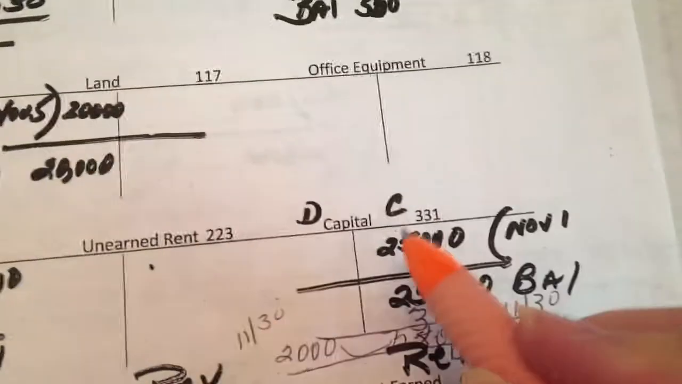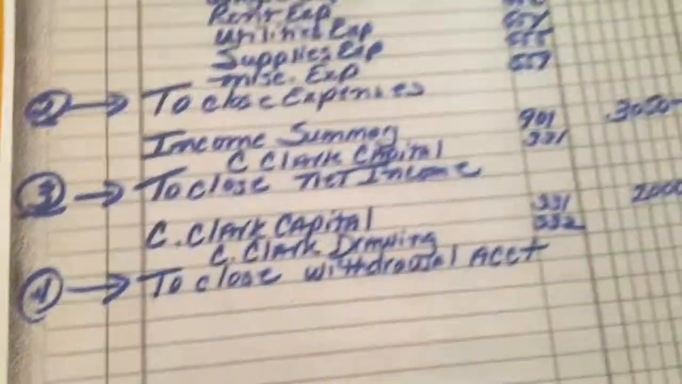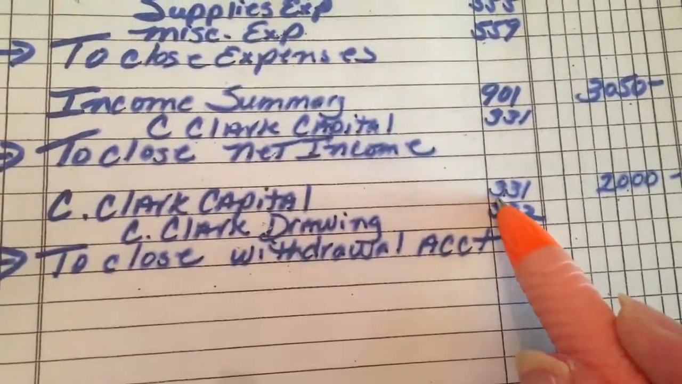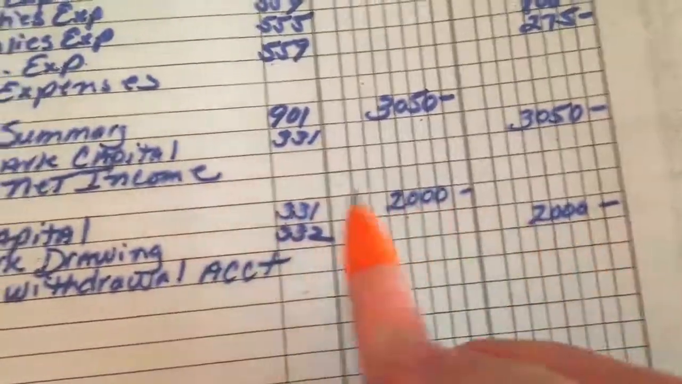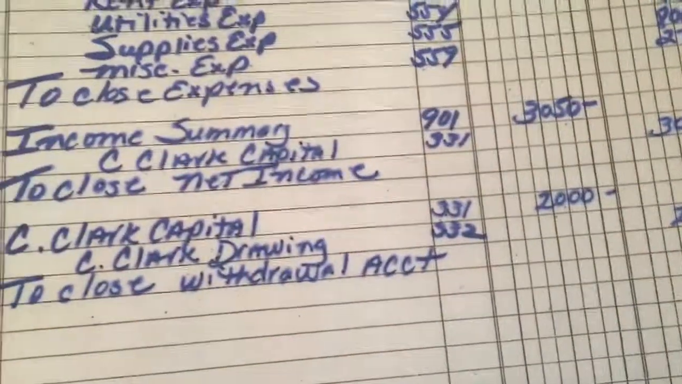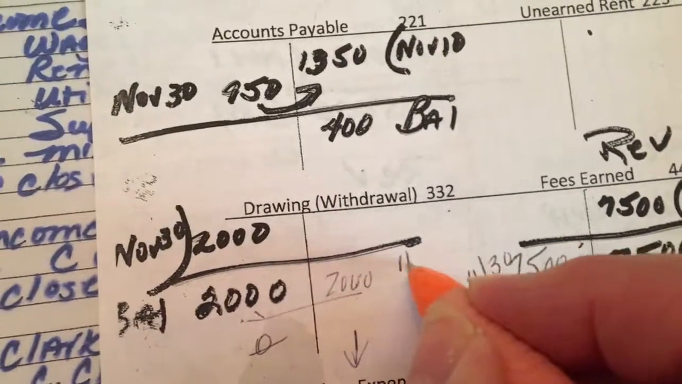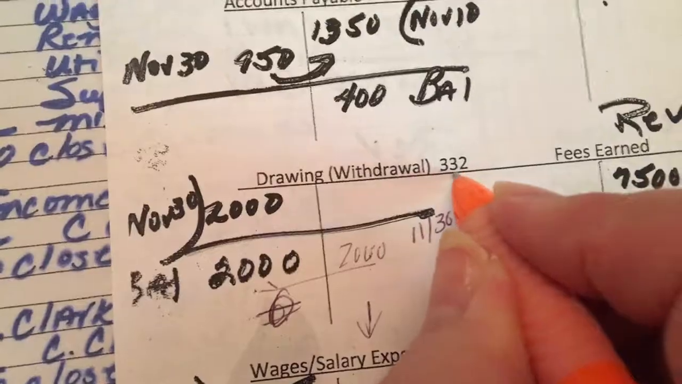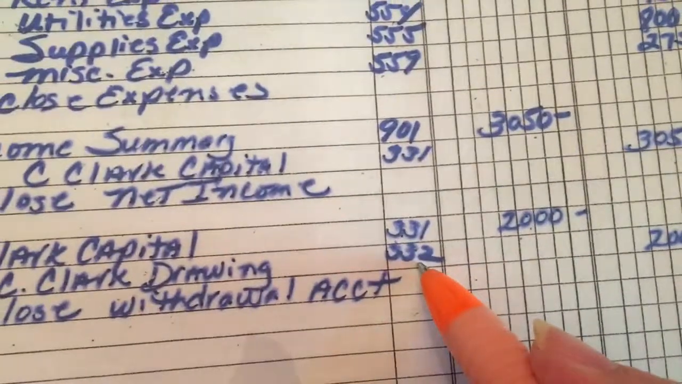Okay. Now your number is 331. Take it back. Here it is right here. Okay, the drawing, $2,000. Let's take our drawing account. Right here, we'd already posted it. We zeroed it out. And take your number, 332, all the way back to the posting.